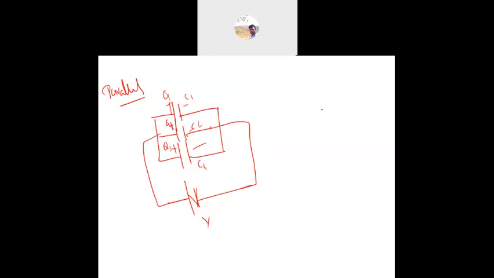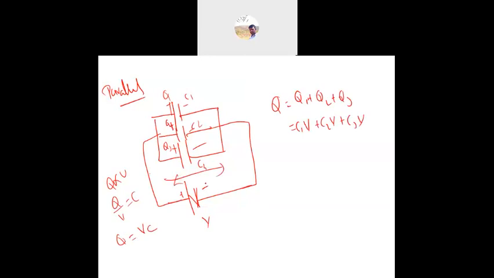So here we can write the total charge Q is equal to Q1 plus Q2 plus Q3. Q is directly proportional to V. Q by V is nothing but C, so Q is equal to VC. For each one, Q1, Q2, Q3, we can write C1 V, C2 V, C3 V. The voltage across each capacitor is equal to the supplied voltage V. That's why I take it as V.